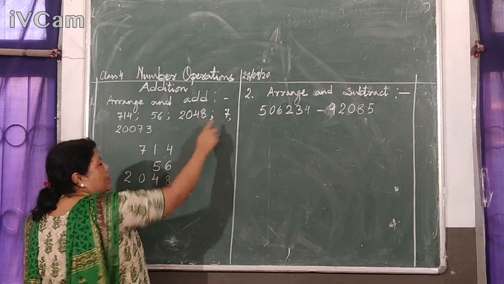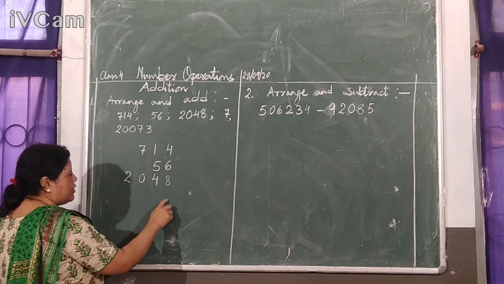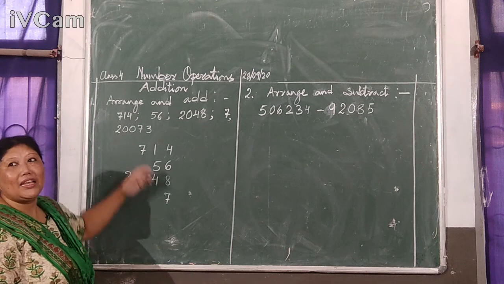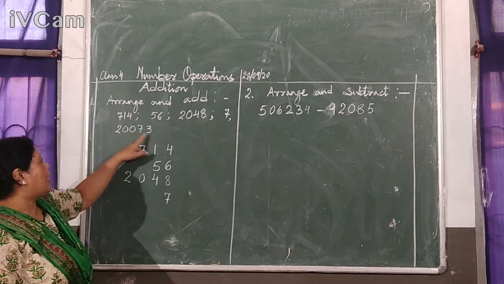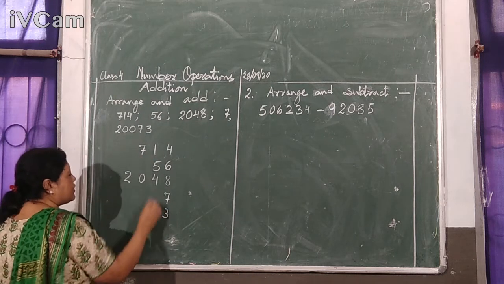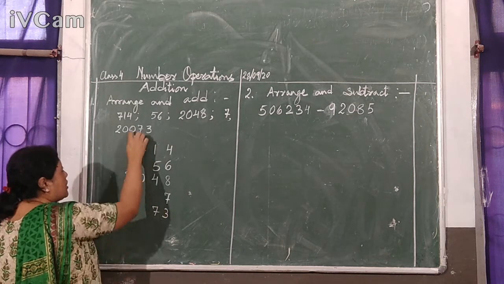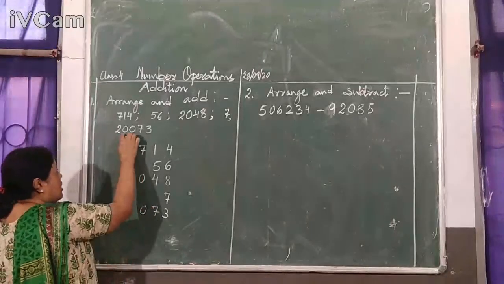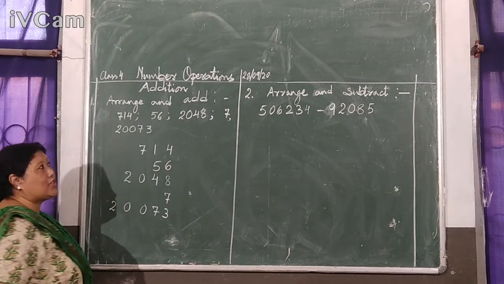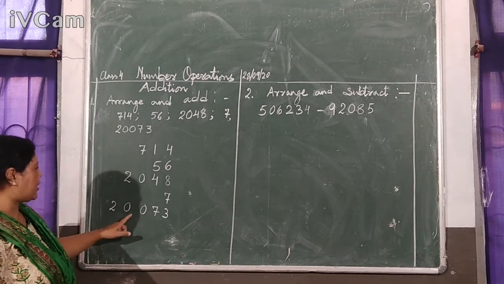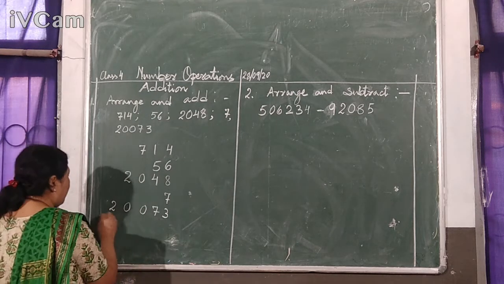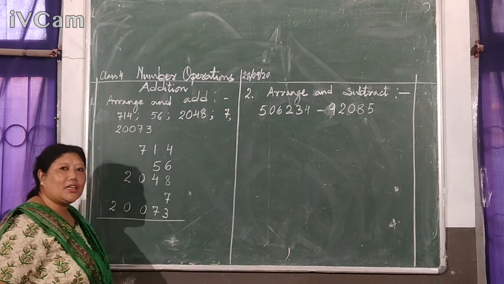Now next line, 7, a one digit number. 7 is in ones place. Like this, okay? Now the last number is this one. So start from 3. 3 is in ones place. 7 is in tens place. 0 is in hundreds place. Another 0 in thousands place. 2 is in ten thousands place. You know that ones, tens, hundreds, thousands, ten thousands, isn't it? Okay? So now you have finished arranging the numbers.